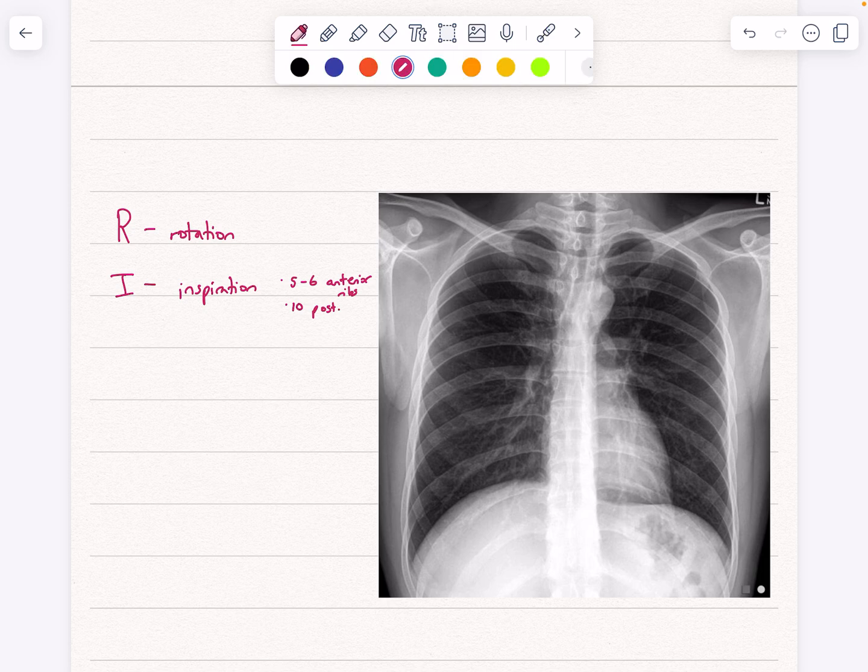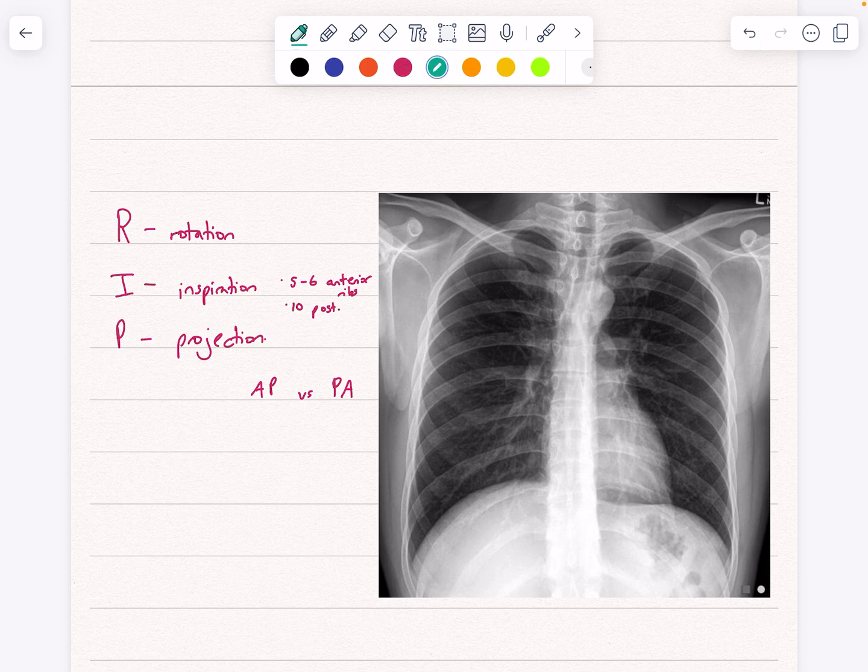Okay, the next is for the projection. What we mean by projection is: is this an AP film or a PA film? So if it's AP, anterior posterior, versus PA, posterior anterior, what this allows us to work out is mainly the heart size, right?